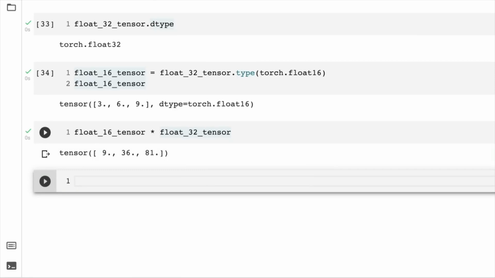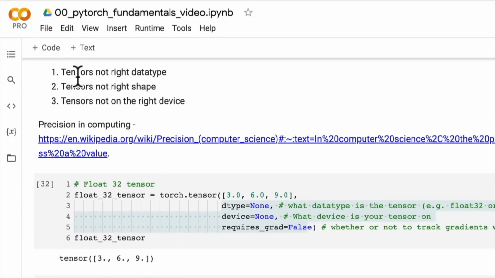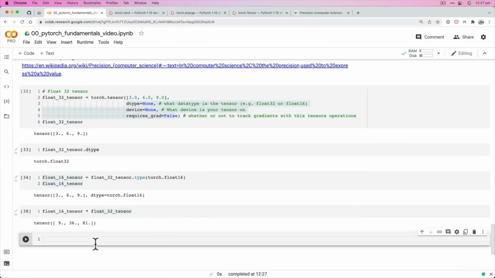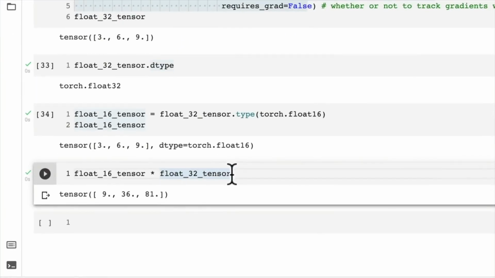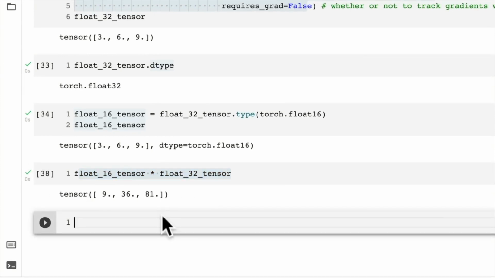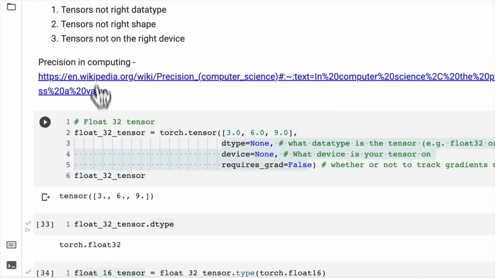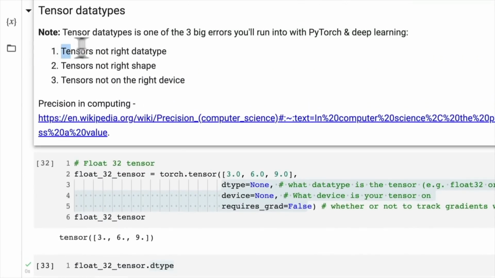Oh, it works. But you're like, Daniel, you said that you're going to have tensors not in the right data type. Well, this is another kind of gotcha or caveat of PyTorch and deep learning in general, is that sometimes you'll find that even if you think something may error because these two tensors are different data types, it actually results in no error. But then sometimes you'll have other operations that you do, especially training large neural networks, where you'll get data type issues. The important thing is to just be aware of the fact that some operations will error when your tensors are not in the right data type.